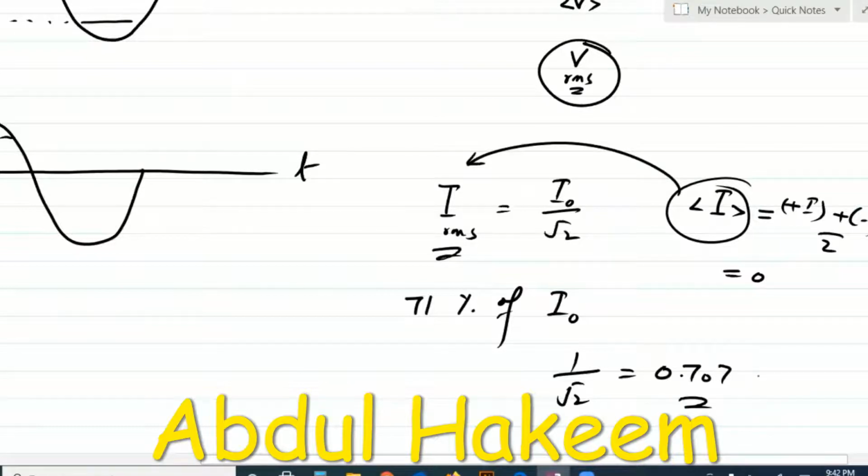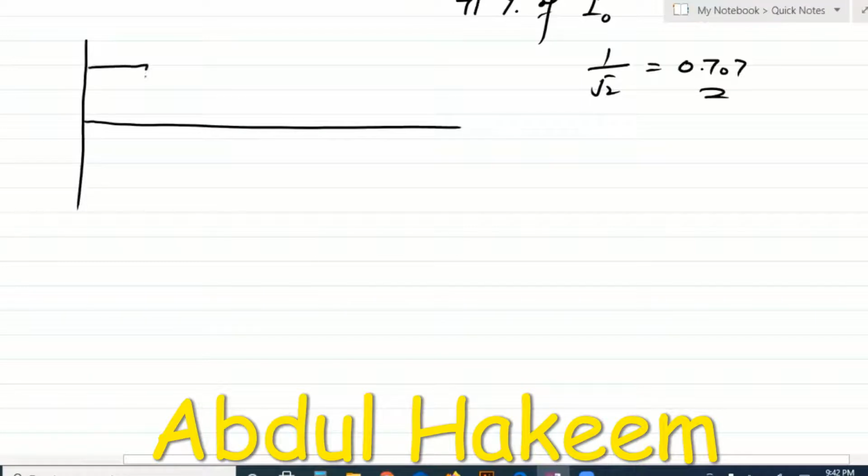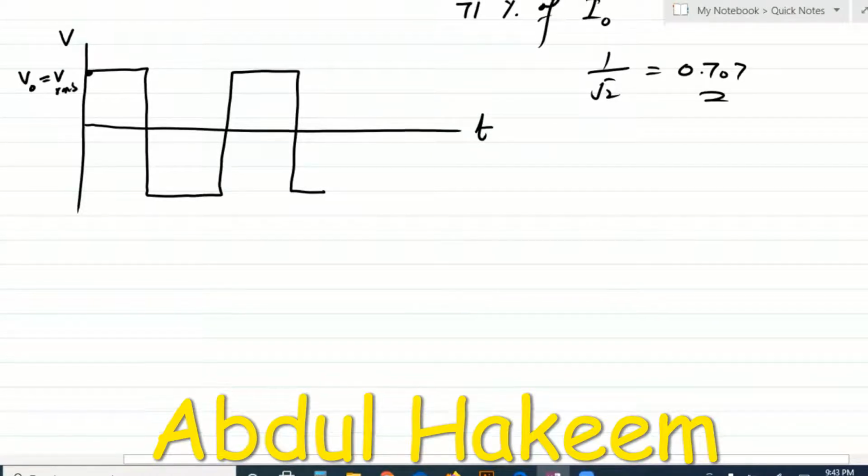So approximately 71%. These formulas are only applicable when there's a sine wave, but in electronics, the output is not a sine wave, it's a square wave. In the case of the square wave, the peak voltage is exactly equal to the RMS. So we can't apply the formula.